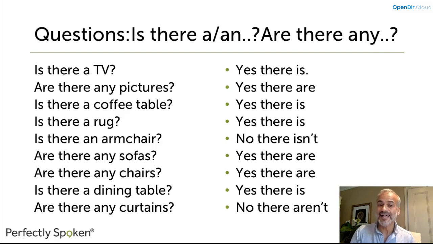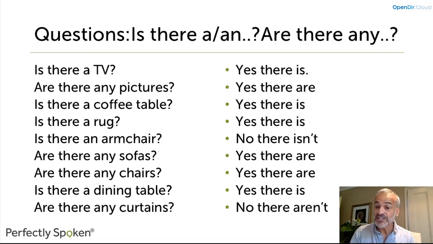Is there a coffee table? Yes, there is. Is there a rug? Yes, there is. Is there an armchair? Remember, an armchair, a vowel, armchair. Is there an armchair? No, there isn't. Isn't. No, there isn't.